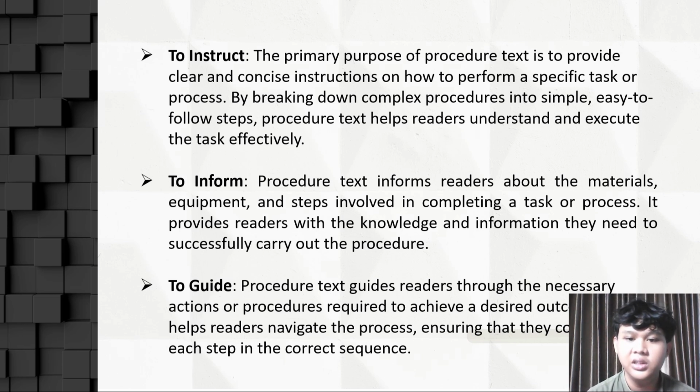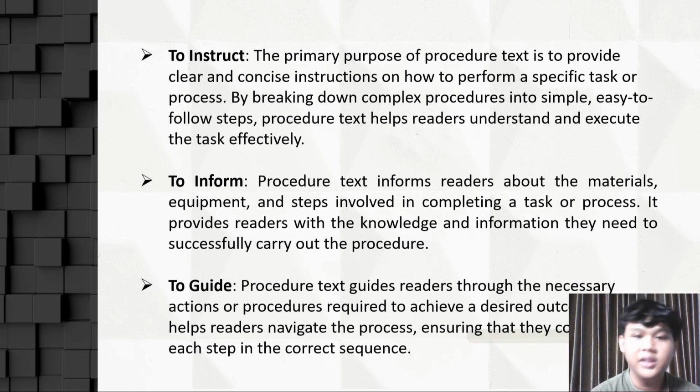Procedure text informs readers about the materials, equipment, and steps involved in completing a task or process. It provides readers with the knowledge and information they need to successfully carry out the procedure. Number 3 is to guide. Procedure text guides readers through the necessary actions or procedure required to achieve the desired outcome. It helps readers navigate the process, ensuring that they complete each step in the correct sequence.